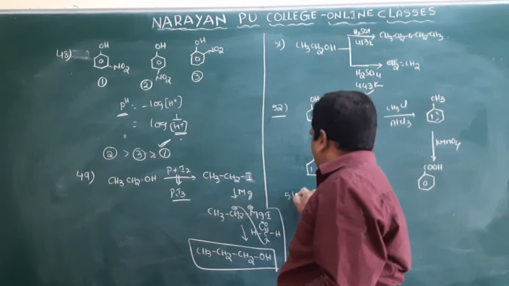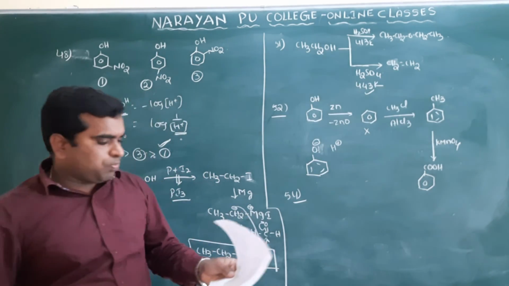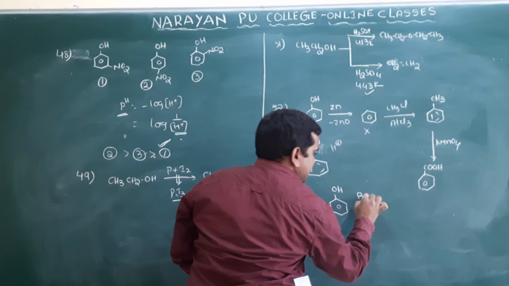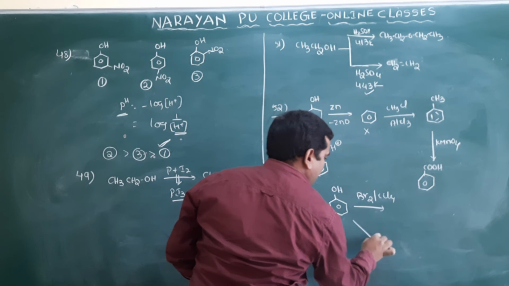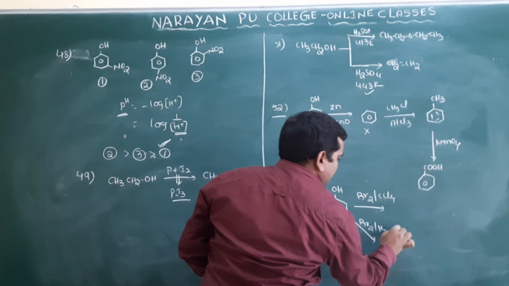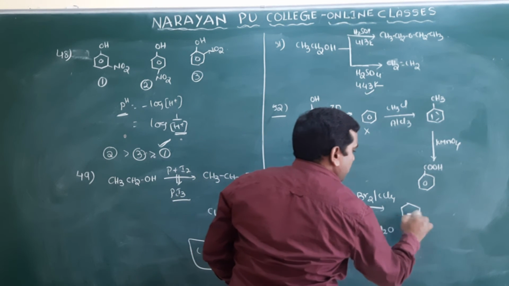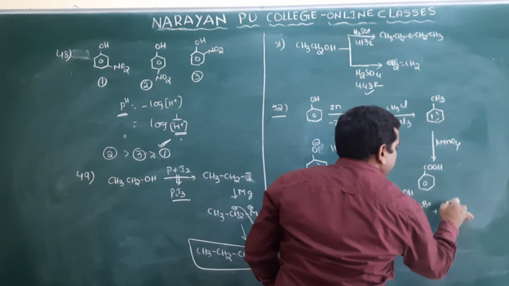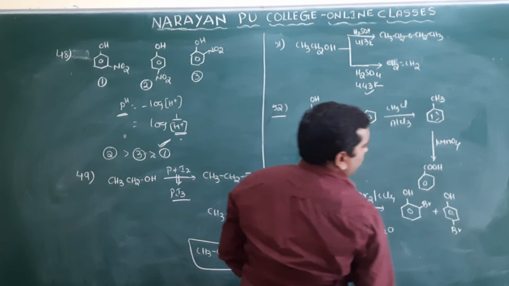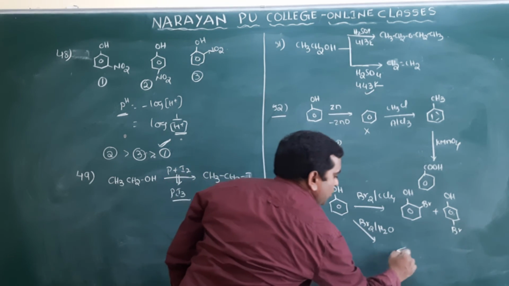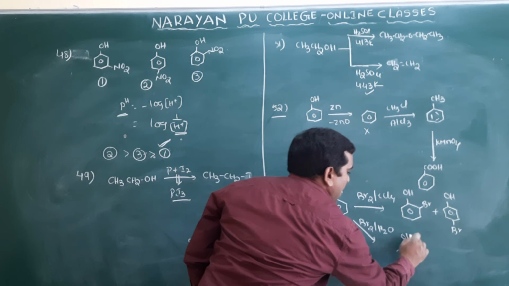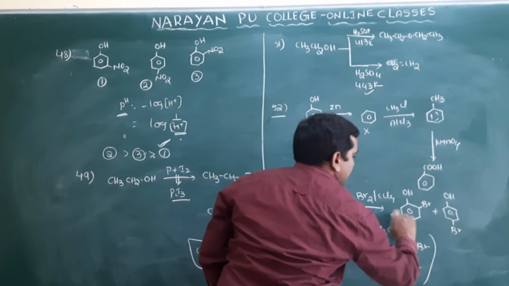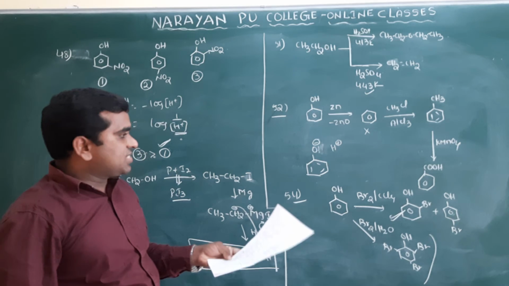54. Question number 54. Phenol reacts with bromine in CCl4. We have two reactions: bromine in water and bromine in CCl4. Bromine in CCl4 means what compound will you get? You will get orthobromophenol and parabromophenol. But if you use bromine water, you will get 2,4,6-tribromophenol. So what is your answer here? Option 2 is the answer.